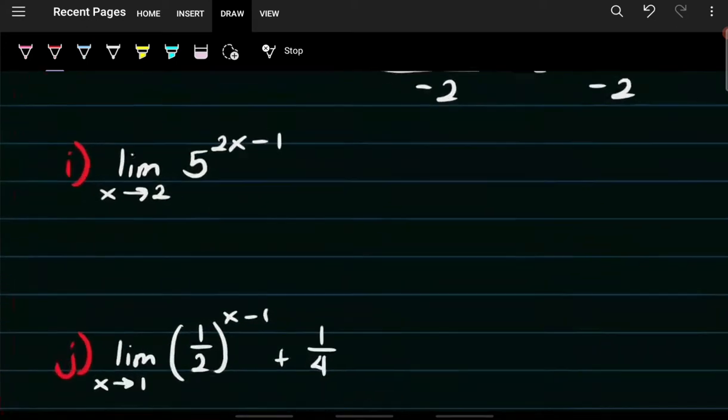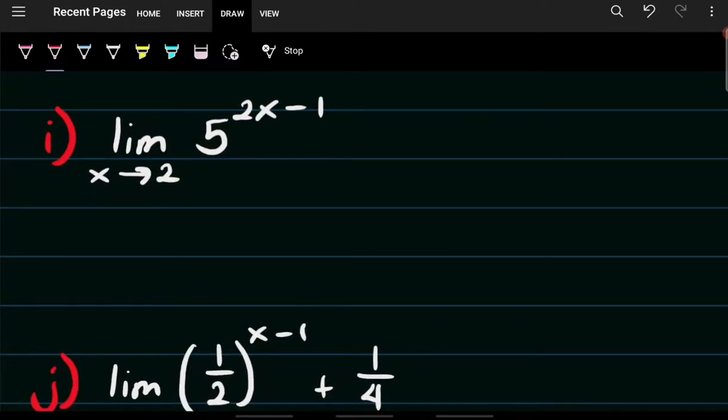Next example. How about example letter I? The limit of 5 raised to 2x minus 1 as x approaches positive 2. Okay, let's double check your solution. Let's apply direct substitution. This one will give us 5 raised to 2x, or 2 times the constant, that is 2, and then copy the remaining term minus 1.